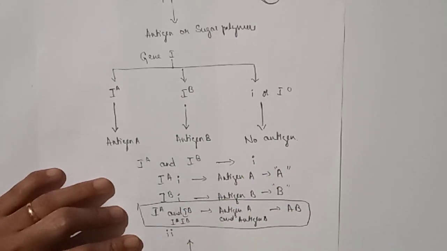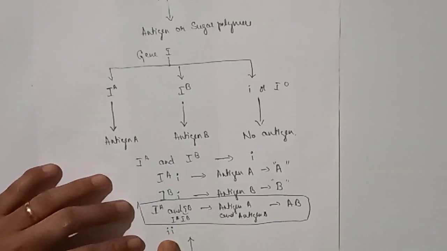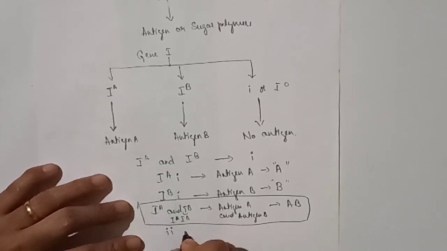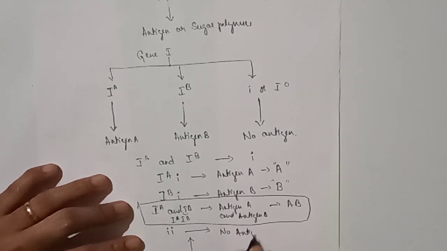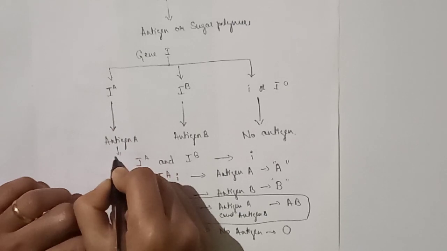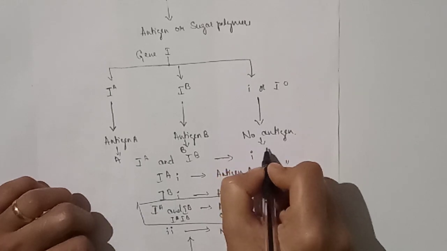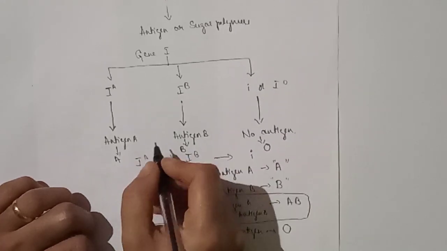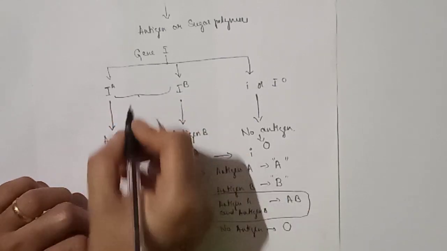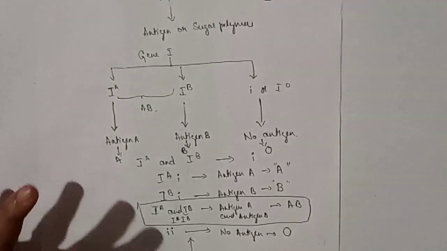Suppose the small i alleles come together and are present in homozygous condition. Then there is no production of antigen and the blood group becomes O. Understood? That means IA is responsible for blood group A, IB is responsible for blood group B, small i is responsible for blood group O, and both IA and IB are responsible for blood group AB. Clear for you?